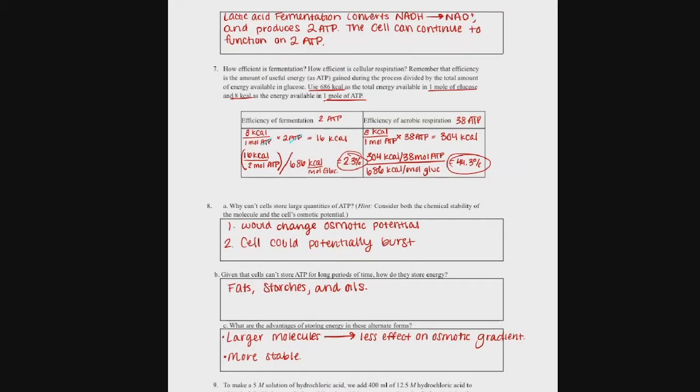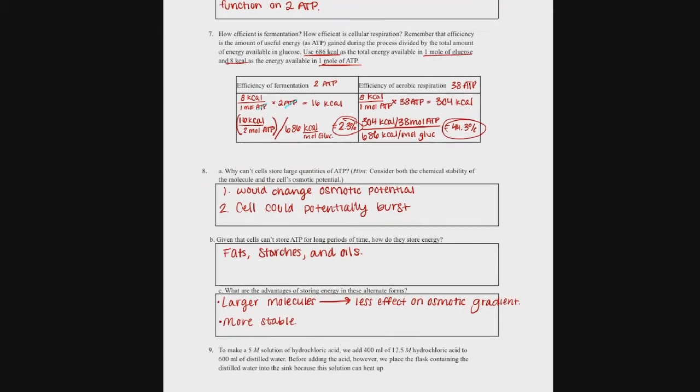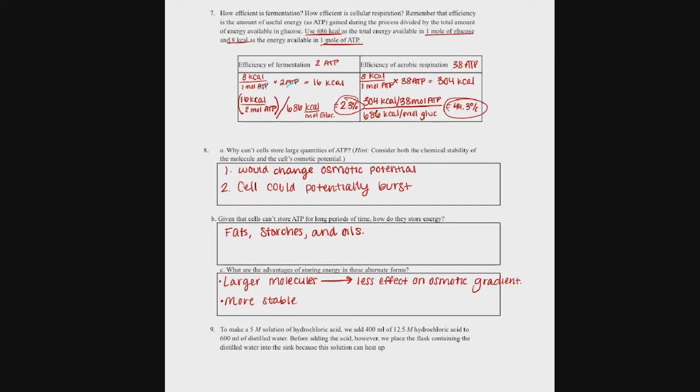So for number 9, which is once again at the bottom here, I'm going to read half of it, then we'll finish it on the other page. So to make a 5 molar solution of hydrochloric acid, we add 400 milliliters of 12.5 molar hydrochloric acid. To make a 5 molar solution of hydrochloric acid, we would add 400 milliliters of 12.5 molarity to 600 milliliters of distilled water.